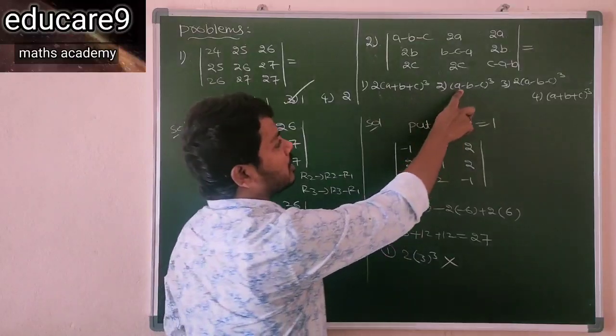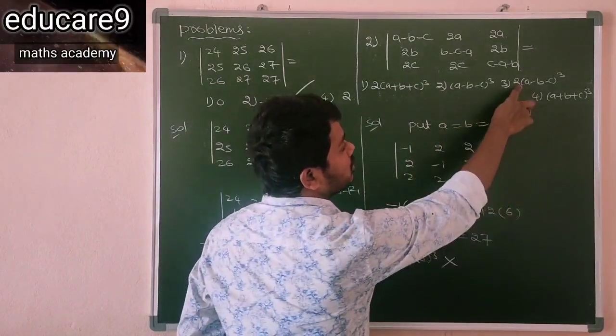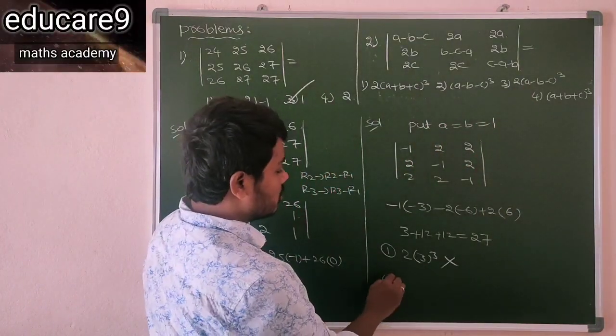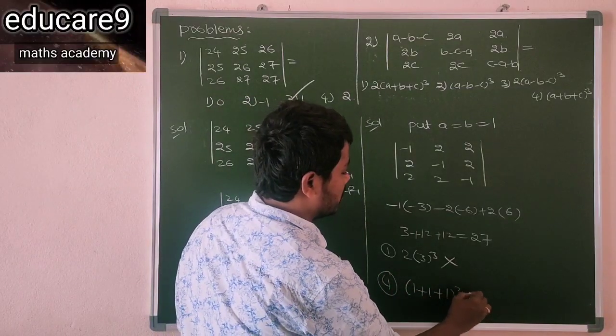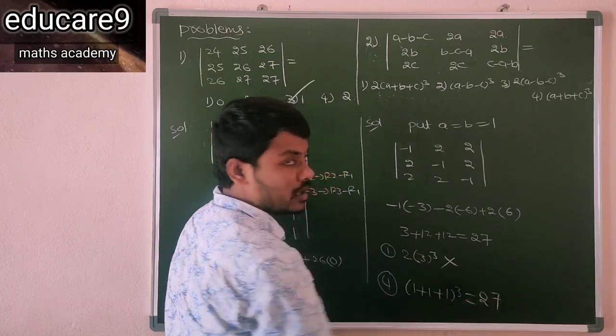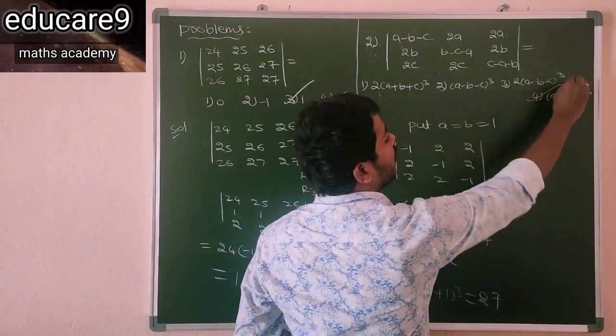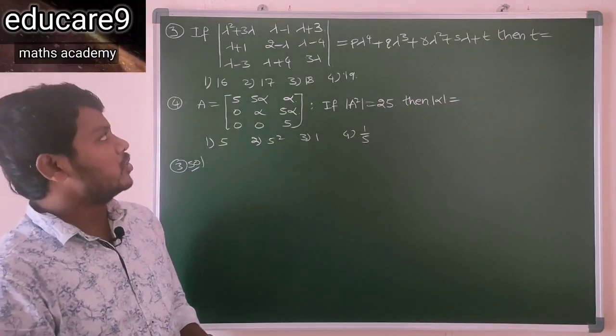And the second option, that one also not possible. So third one also not possible. So put in fourth option. You will get 1 plus 1 plus 1 whole cube. This is 3 cube, that is 27. So clearly option 4. So next see the third solution.